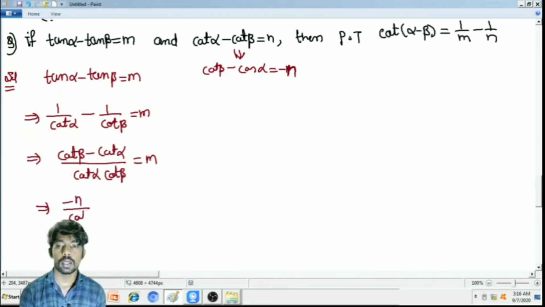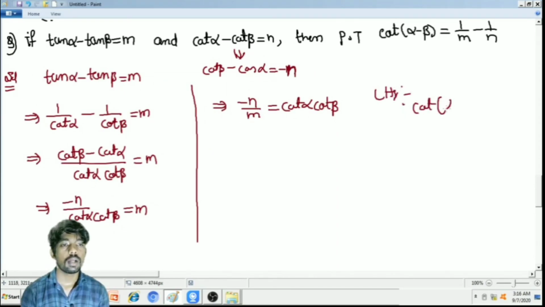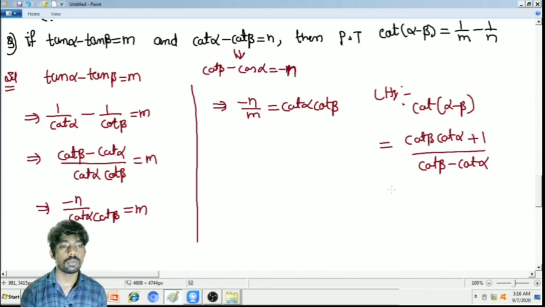So I wrote here, in the place of this, −n by cot alpha cot beta is equal to m. So from here I can write it as −n/m is equal to cot alpha cot beta. So try to consider the LHS. What we have is cot(alpha − beta). So what is the cot(alpha − beta) formula? (cot beta cot alpha + 1)/(cot beta − cot alpha). So from here the cot beta cot alpha value is −n/m.